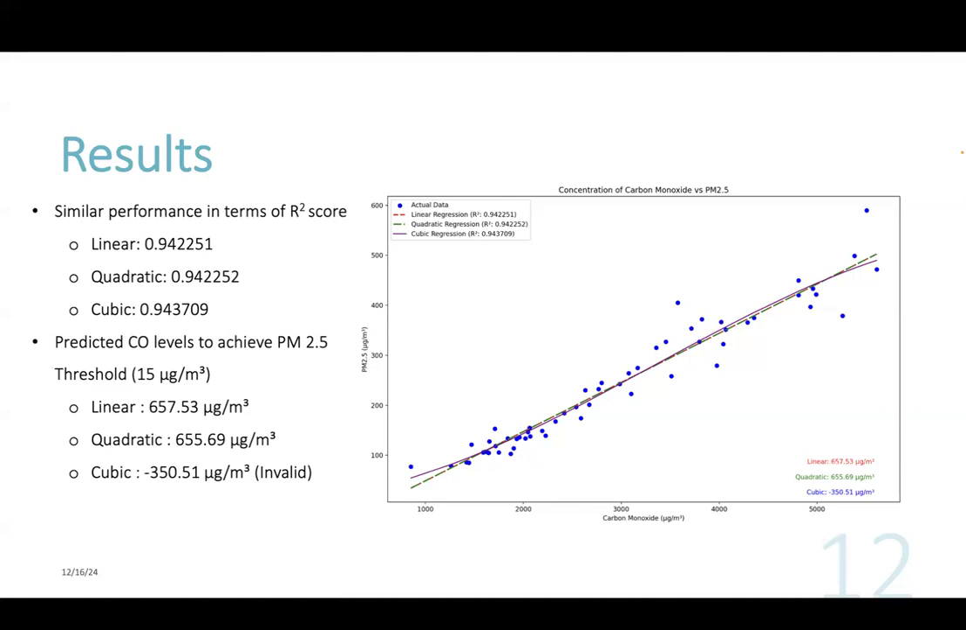And the linear predicted 657.53. Quadratic predicted 655.69 and cubic predicted negative 350, which is not possible as a volume because having negative volume is not possible. So it's invalid for predicting CO levels to reach the threshold for the cubic regression.